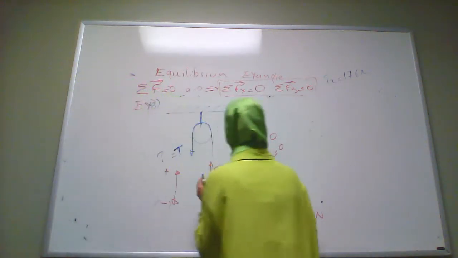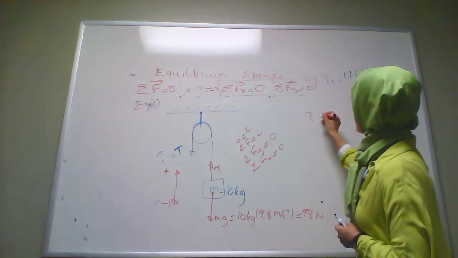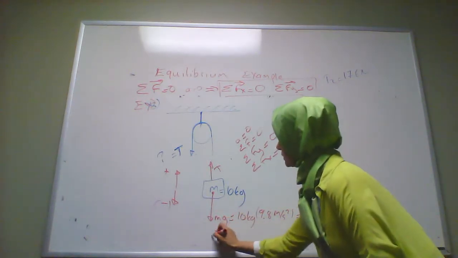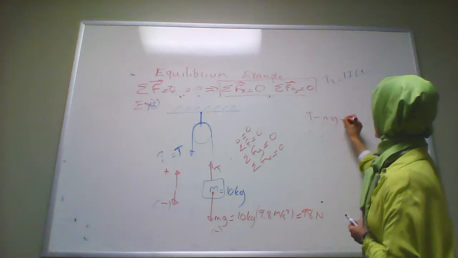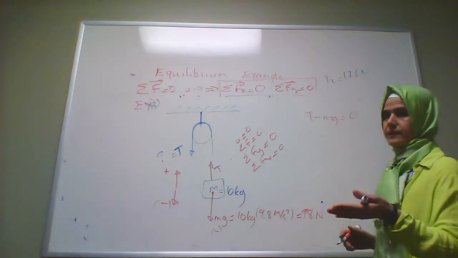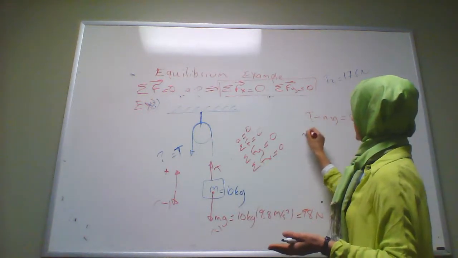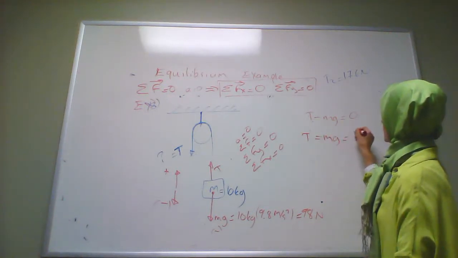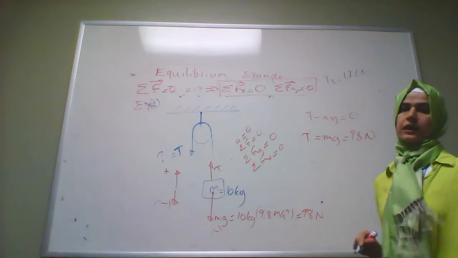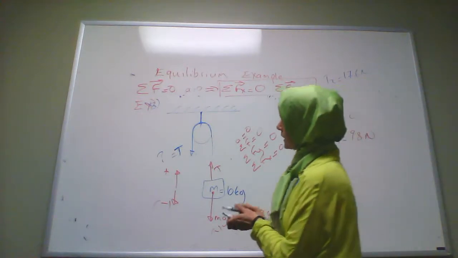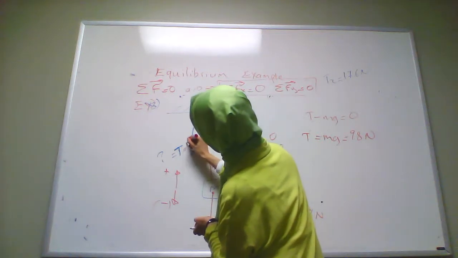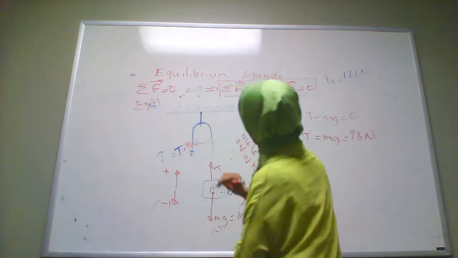So total force is up minus total force is down, because negative direction, so my mg will be negative. T minus mg is equal to 0, or I can directly jump by saying total force up, T, is equal to total force down, mg. So T is equal to mg, 98 Newton in here. It will be the same along the rope, and it will be 98. T is equal to 98 Newton.